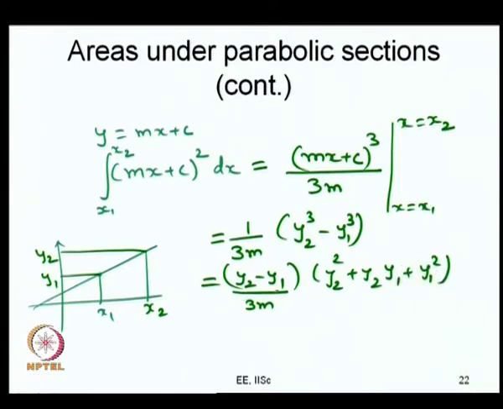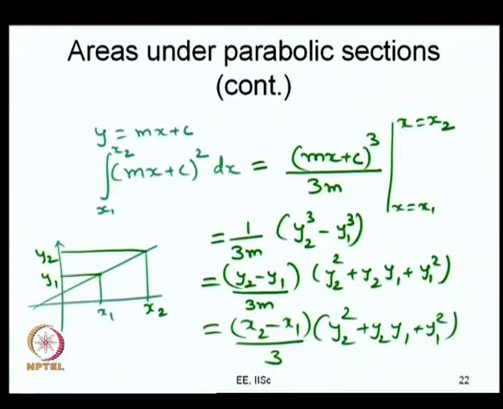What is y2 minus y1? It is actually mx2 minus mx1. So, this reduces to (x2 minus x1) divided by 3 multiplied by (y2 squared plus y2 y1 plus y1 squared). This is the expression we will use for any linear section, a straight line between x1 and x2, that we want to square and evaluate.